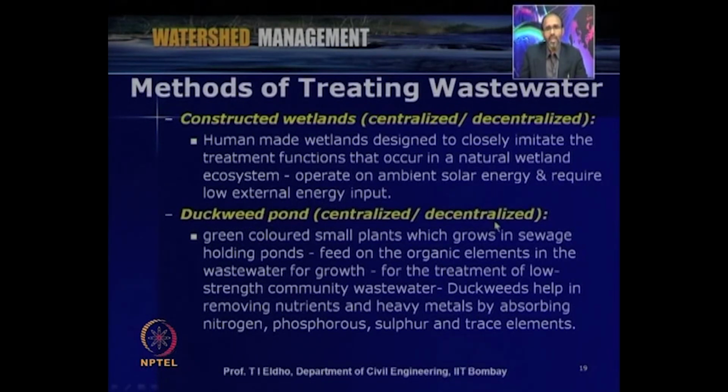And then other conventional techniques like duckweed ponds. So, this can also be a centralized or decentralized system. These are small green plants which grow in sewage holding ponds. These plants will be absorbing some of the waste material within the water, and that will become a feed for the plants. So, they feed on the organic elements in the wastewater for growth.